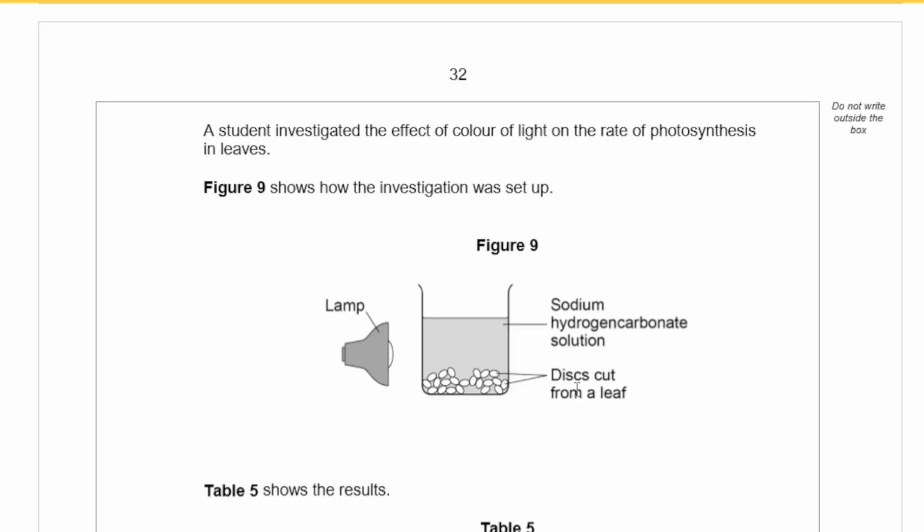A student investigated the effect of color of light on the rate of photosynthesis in leaves. Figure 9 shows how the investigation was set up. So this is a common practical that is usually done when investigating photosynthesis. So you have a lamp and you have sodium hydrogen carbonate solution, so that the hydrogen carbonate provides the CO2 for photosynthesis. It's already in solution, so you've got the water for photosynthesis. So you've got those two. The disc cut from a leaf, so you're actually cutting similar sized parts of a leaf, right?